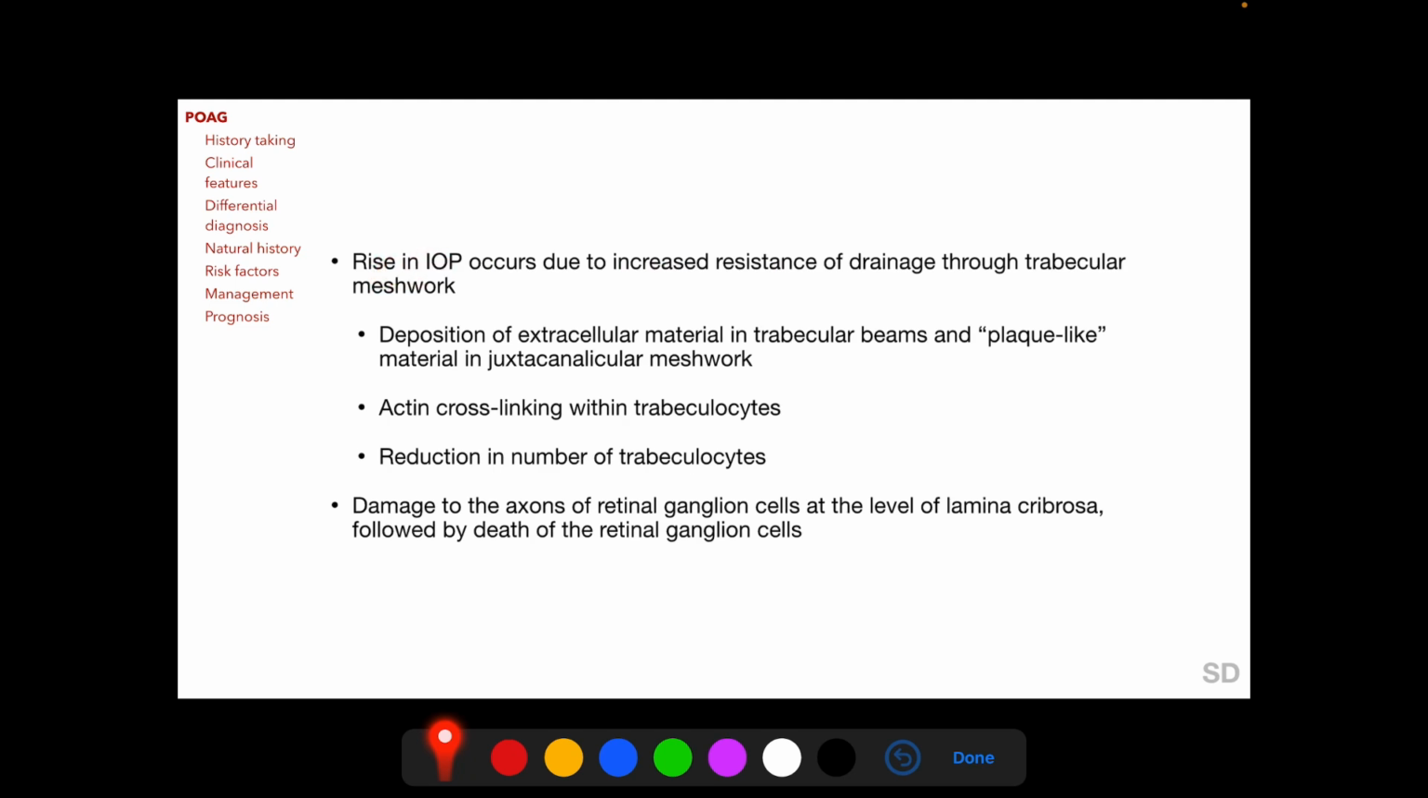The rise in IOP occurs due to increased resistance of drainage through the trabecular meshwork because of deposition of extracellular material in trabecular beams and deposition of plaque-like materials in the juxtacanalicular meshwork adjacent to the Schlemm's canal. There is increased actin cross-linking within trabeculocytes in primary open-angle glaucoma as well as reduction in the number of these trabeculocytes. And it is said that because of the raised intraocular pressure, there is deformation of the lamina cribrosa leading to damage to the axons of the retinal ganglion cells followed by death of the retinal ganglion cells.